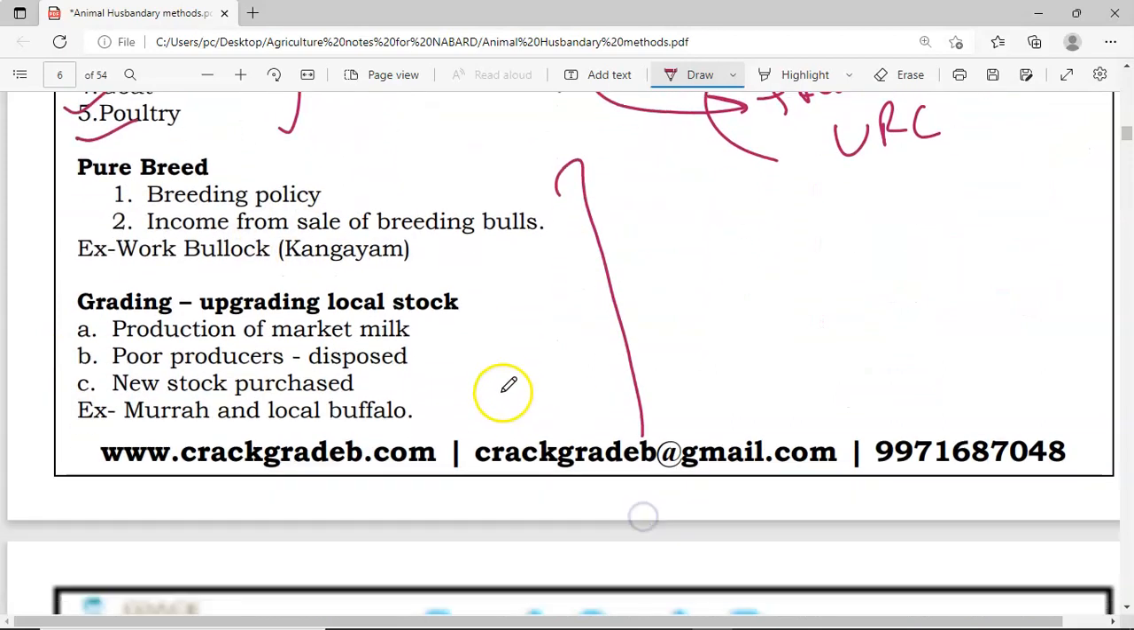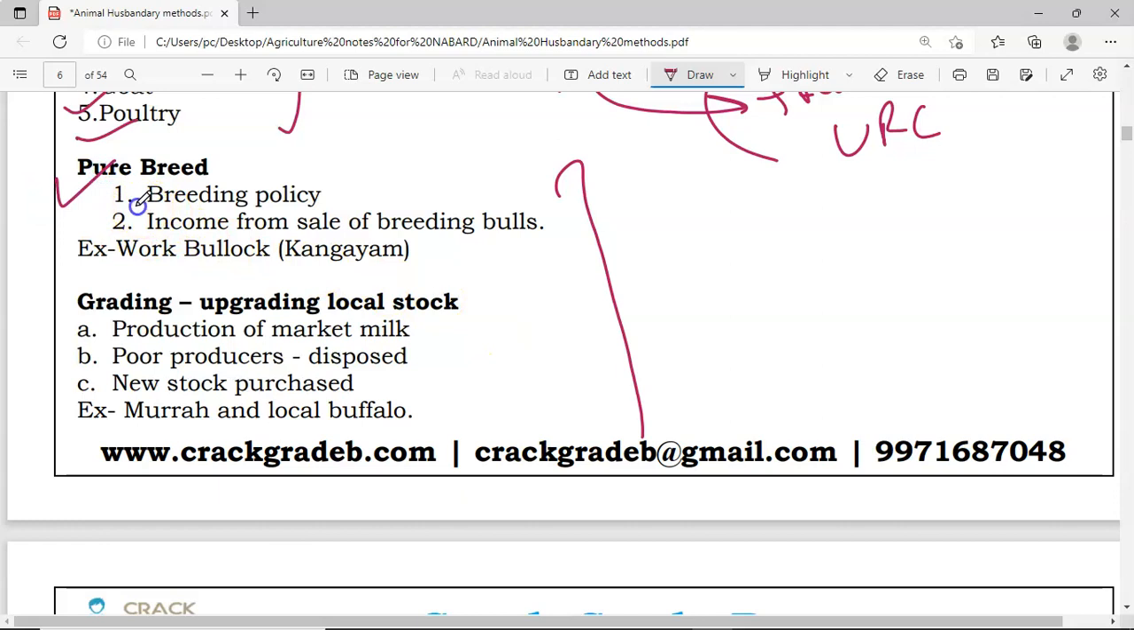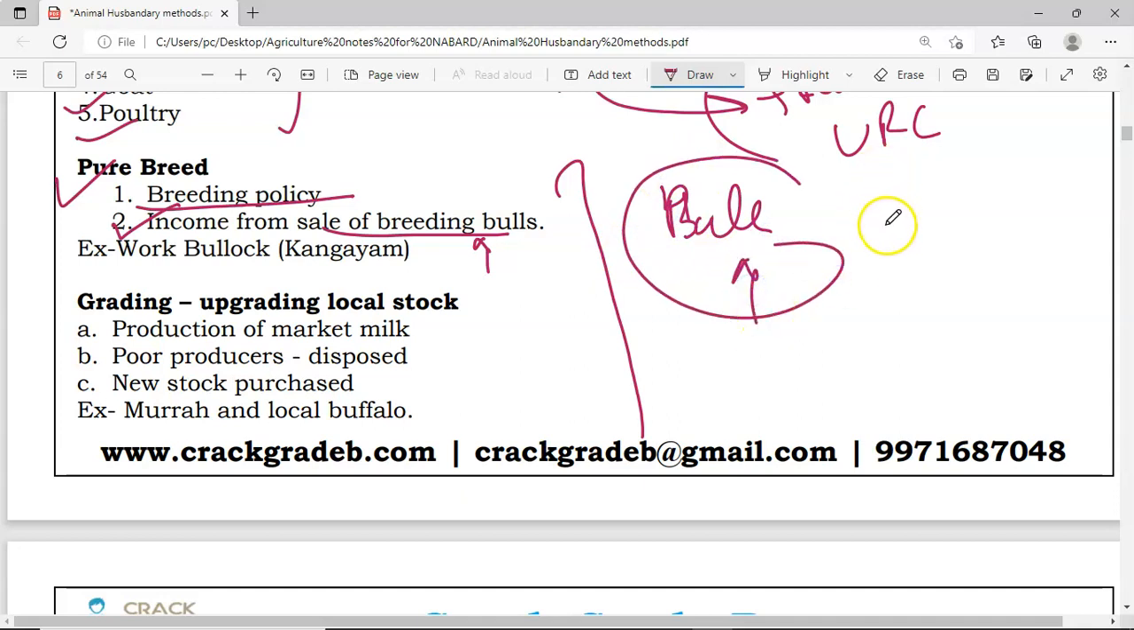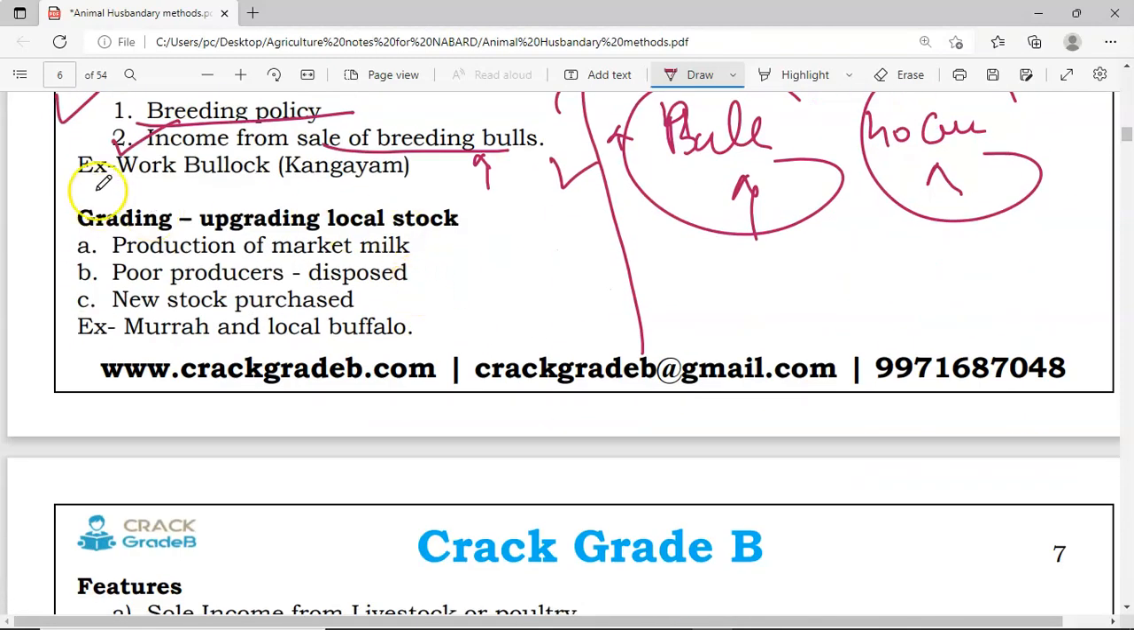What are the advantages of this system? You are going to get pure breeds according to the breeding policy, and there will also be income from the sale of breeding bulls. Why? You have heard about this recently. A bull from Haryana died, and the cost of selling this bull was 40 crore. So you can also do these types of work in this specialized farm. An example can be a work bullock, that is Kangayam, and the semen of this Kangayam bull is very important for breeding higher milk production or higher productivity.